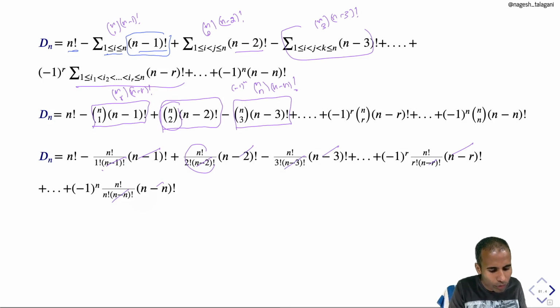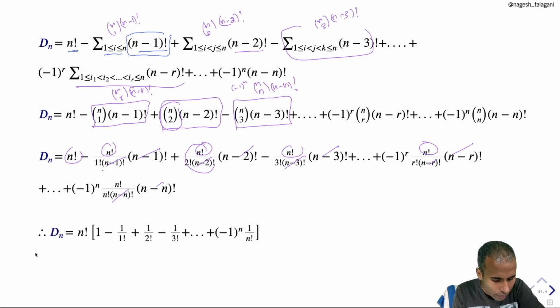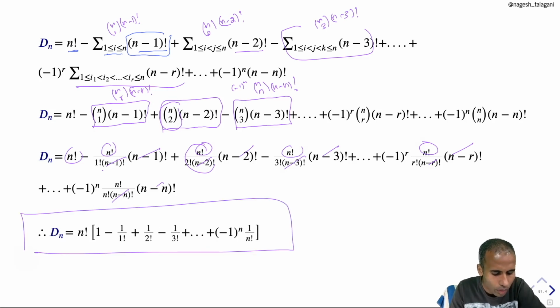So then if you take n factorial common, in every term we got n factorial, right? We can take this common, then you will end up with this: Dn equal to n factorial times (1 minus 1 by 1 factorial plus 1 by 2 factorial minus 1 by 3 factorial and so on, plus minus 1 to the power of n into 1 by n factorial). This is the formula for Dn, the number of derangements of n objects.